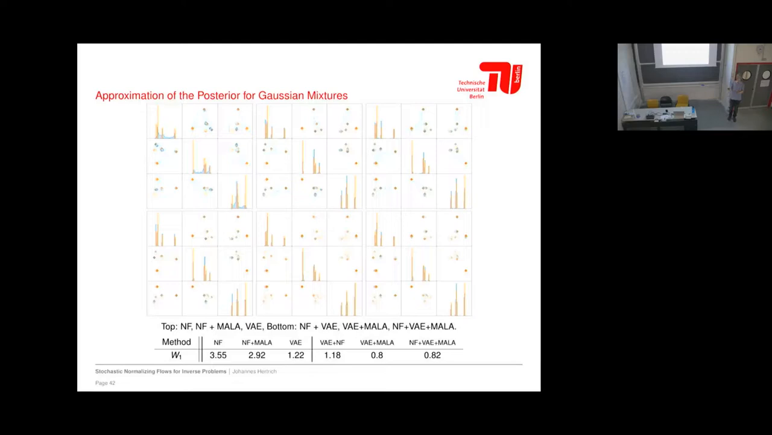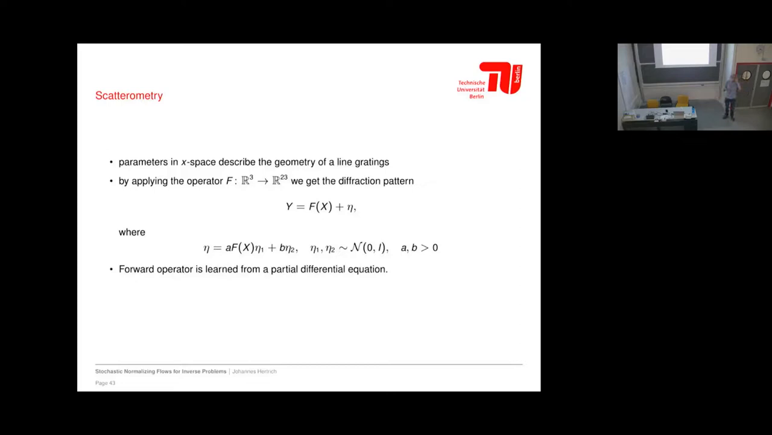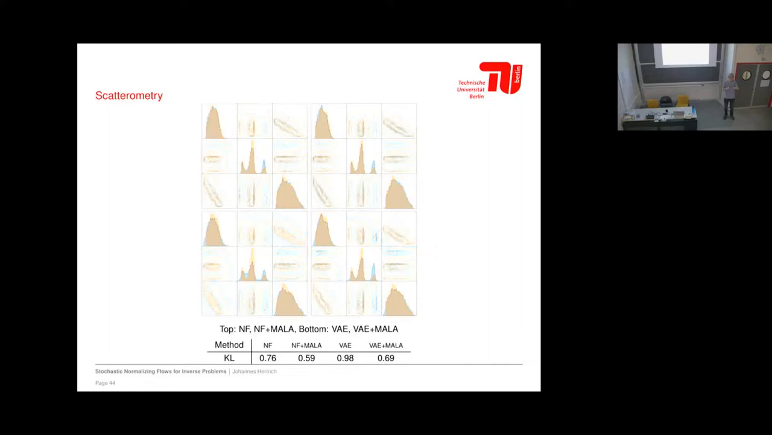I also have a second numerical example, which comes from scatterometry, which is a problem from physics. I have to admit, I don't understand either what happens there. But for me, it's just an inverse problem. We have three-dimensional data, which somehow describes the geometry of an object in physics. And this generates a diffraction pattern, which is then observed. This is an inverse problem, and we have here mixed noise of additive and multiplicative Gaussian noise. The forward operator here is known, but it's given by a partial differential equation. The samples from a ground truth, where ground truth here means that we sampled them by Markov chain Monte Carlo methods, which takes really a lot of time. Here we can also see that the normalizing flow with some sampling steps does best.